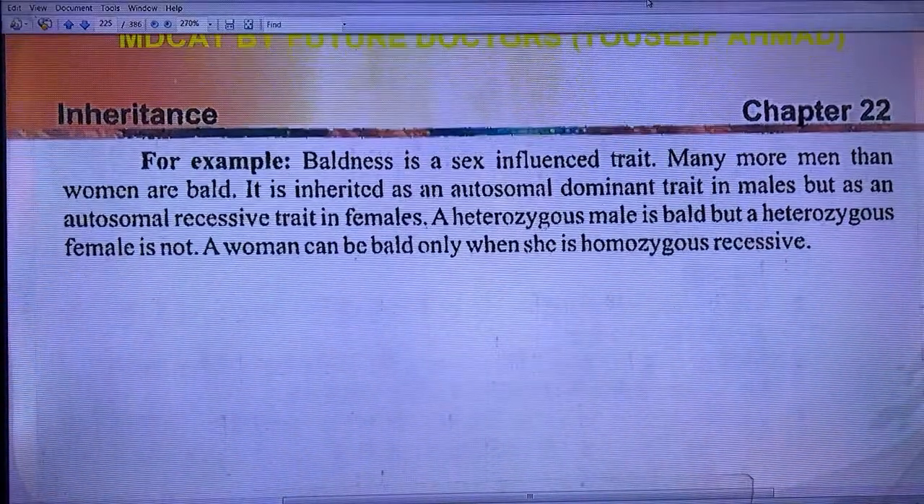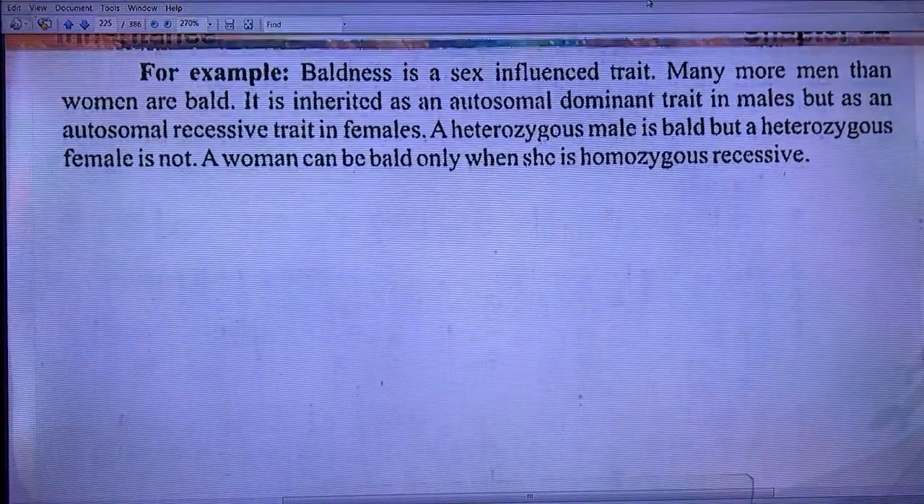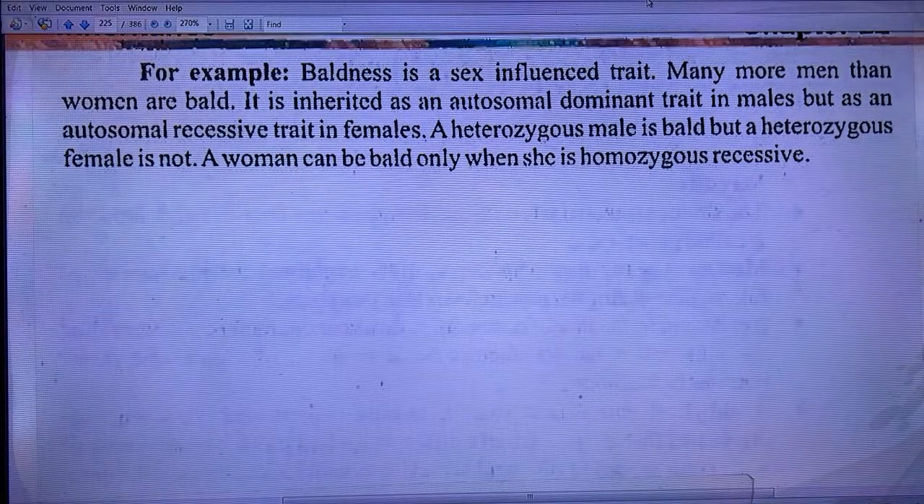For example, baldness is a sex-influenced trait. Many more men than women are bald. It is inherited as an autosomal dominant trait in males, but as an autosomal recessive trait in females. A heterozygous male is bald, but a heterozygous female is not. A woman can be bald only when she is homozygous recessive.